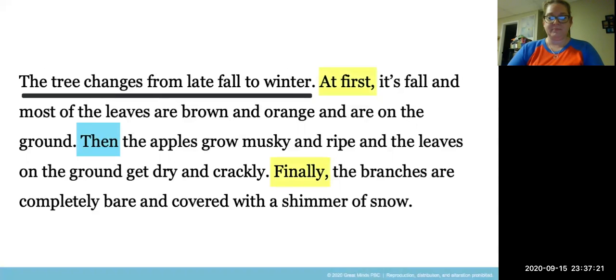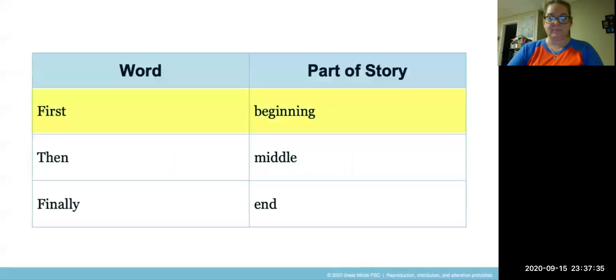All of the evidence is linked together with linking words that tell the reader when these events happened in the story. The evidence supports the topic statement. When we read first, we are reading or writing about the beginning of the story. When we read then, we are reading or writing about the middle of the story. When we read finally, we are reading or writing about the end of the story.